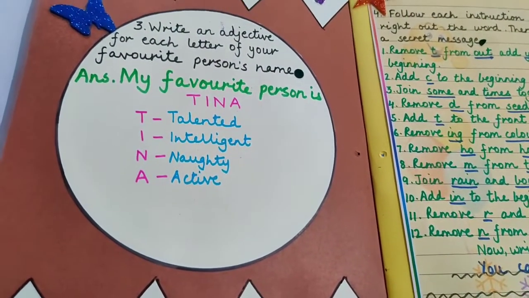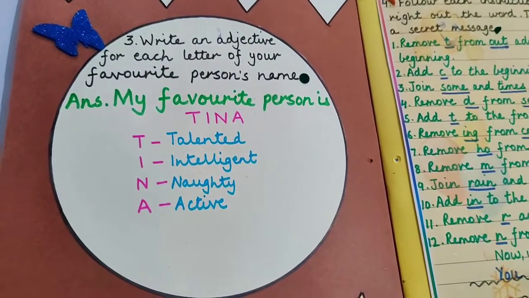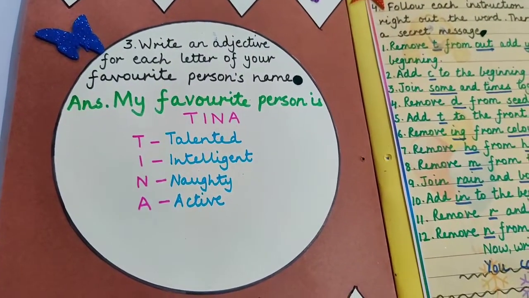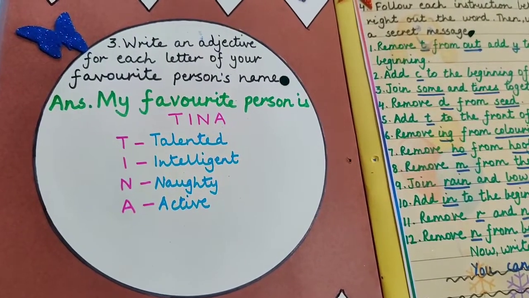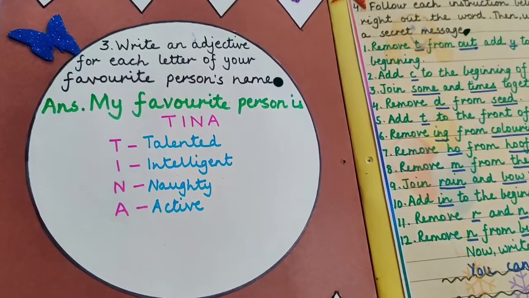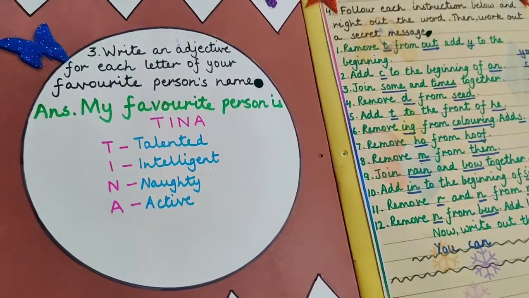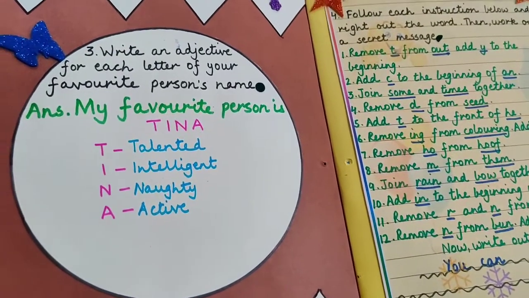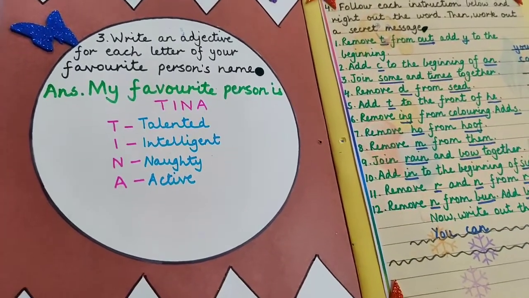Okay, so your favorite person is maybe your mother. Like if your mother's name is Lata, then L for loving, A for adorable, T for talented, and A for active, or we can write any other adjective also. So in this way we can write our favorite person's name.